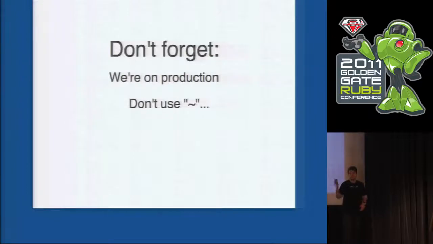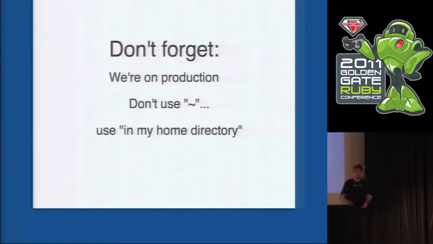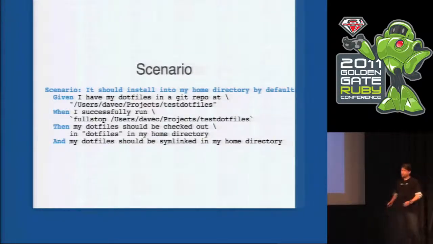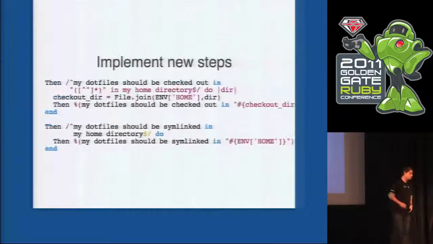So instead of using tilde in our scenario, we're going to use the English phrase "in my home directory." And so this will not only read better, but it will make it a little easier for us to test. And it's totally okay to do that because we want our apps to be testable. So here's the scenario. It looks kind of like the first one that we saw, except instead of having those tildes everywhere, we're just using the phrase "in my home directory." So it's very clear about what it's doing, and we're not hard-coding any actual paths.